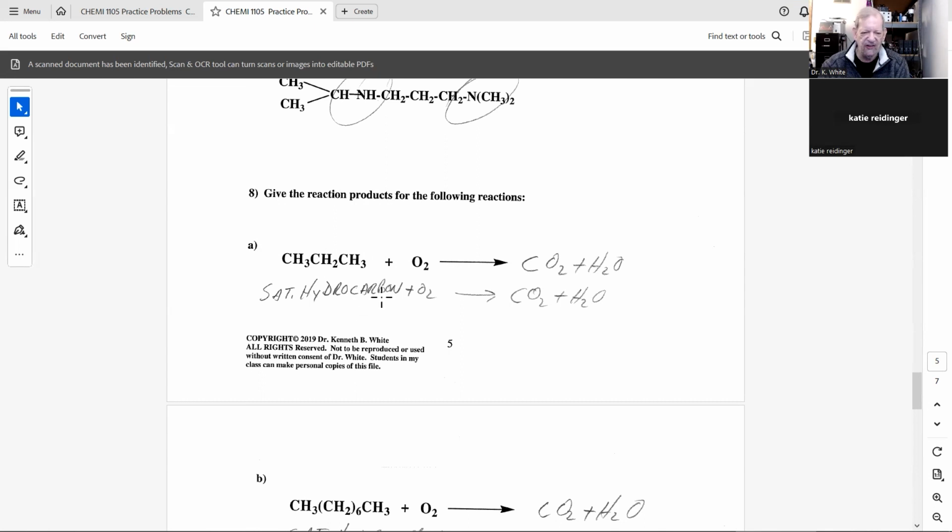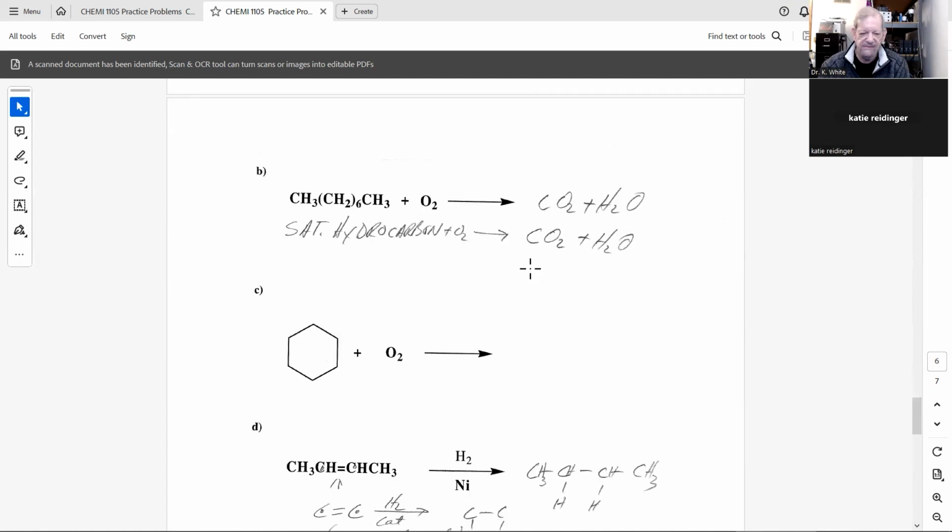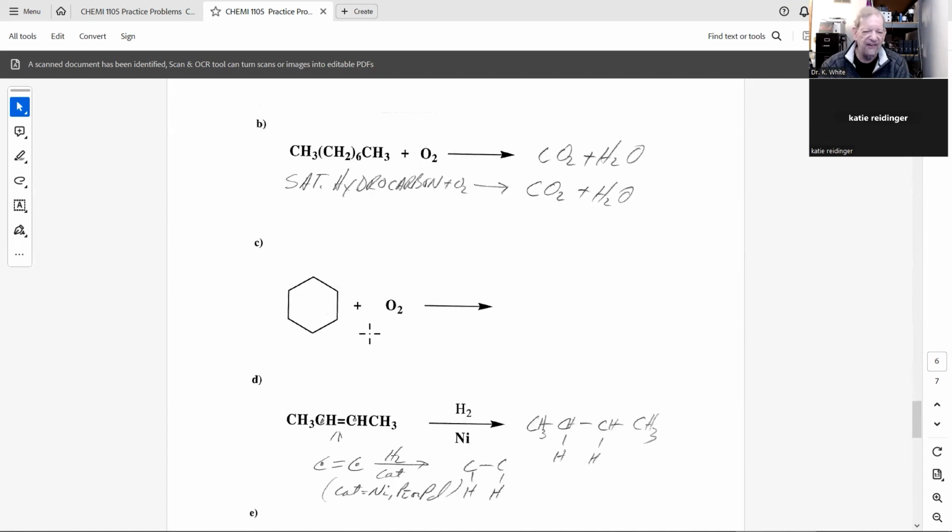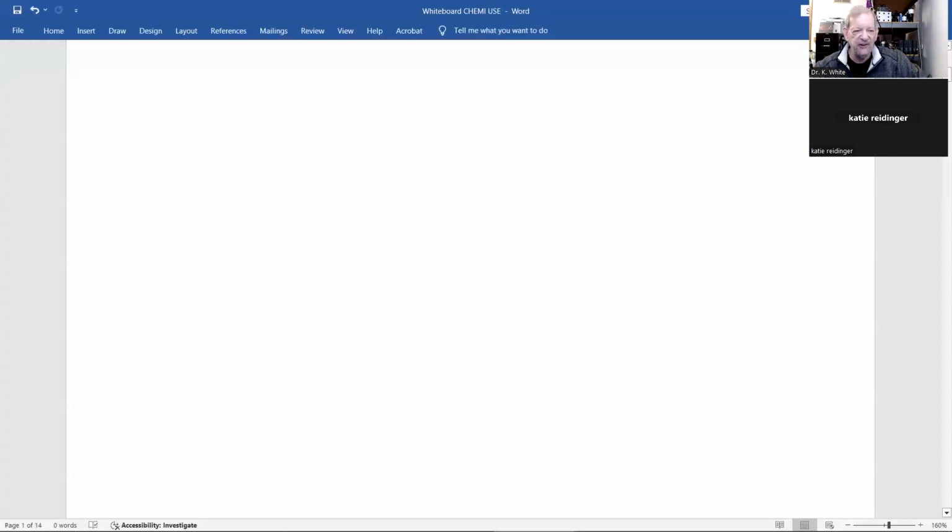But anyways, propane plus oxygen. Well, propane is a saturated hydrocarbon, oxygen. I know I get CO2 and water. So the answer is CO2 and water. Now, if I take a ring, which is still a saturated hydrocarbon, I didn't put it down here, but that should be CO2 and water. Let's do one more. I'm going to let you try one.